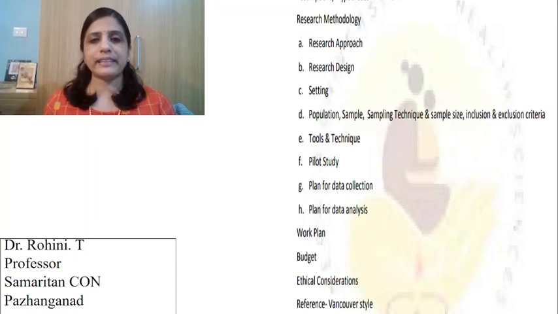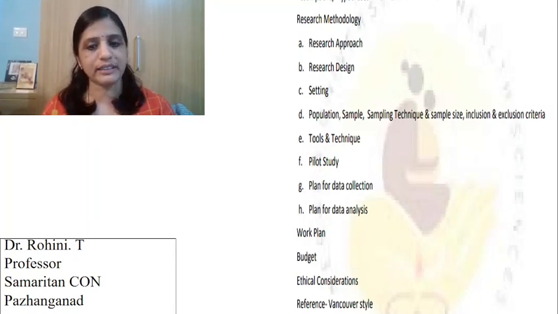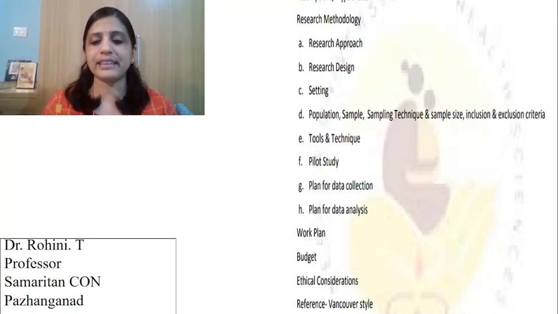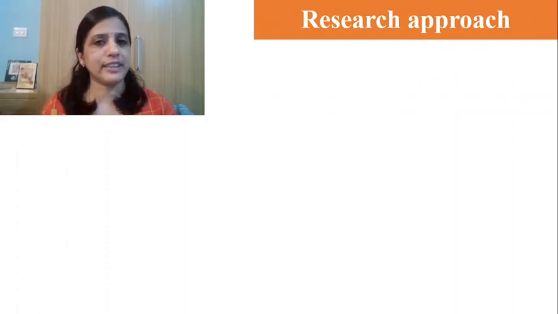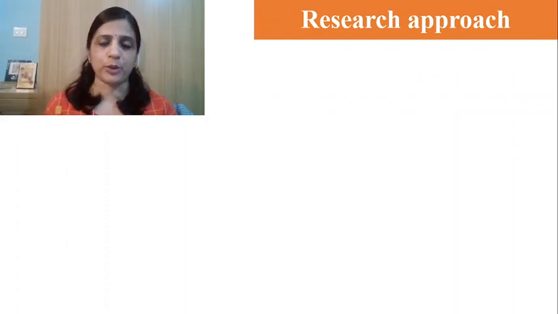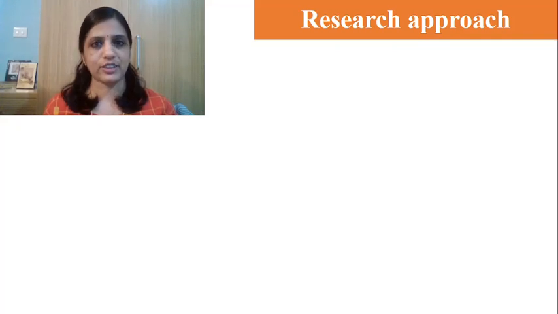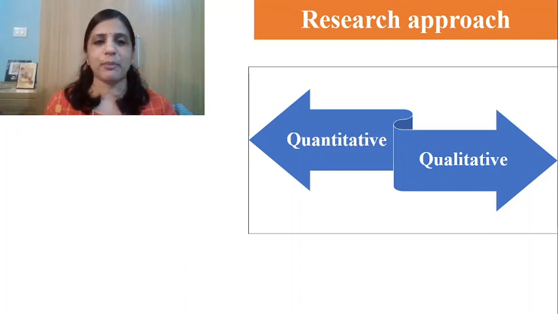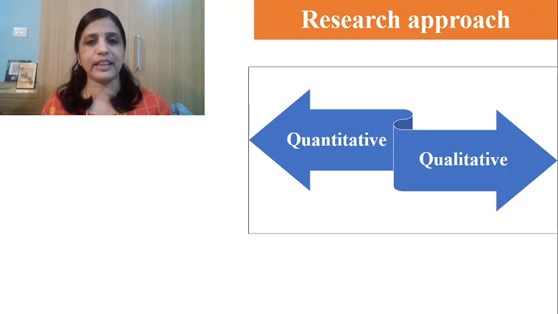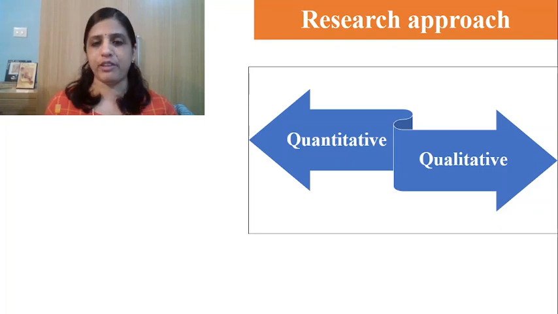In this video, let us see how to write the research methodology, the work plan, budget, ethical consideration, references, and the appendices. The first element under research methodology is research approach. What should be written under research approach? In nursing we mainly have two types of research approach: the quantitative research approach and the qualitative research approach. Depending on what study you are taking, you can write whether it is a quantitative approach or a qualitative approach.